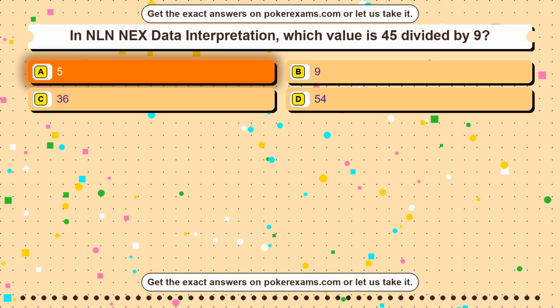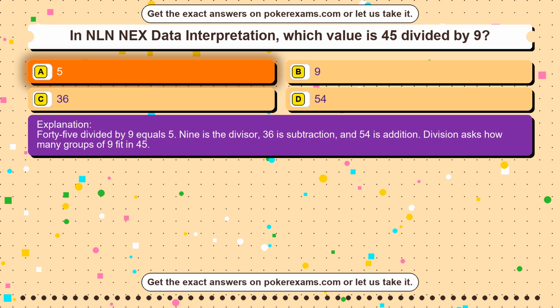5. 45 divided by 9 equals 5. 9 is the divisor, 36 is subtraction, and 54 is addition. Division asks how many groups of 9 fit in 45.